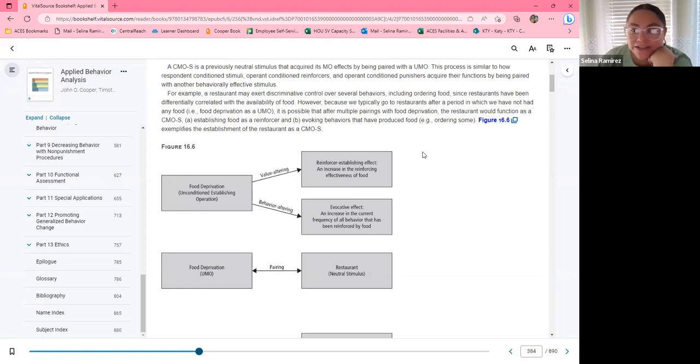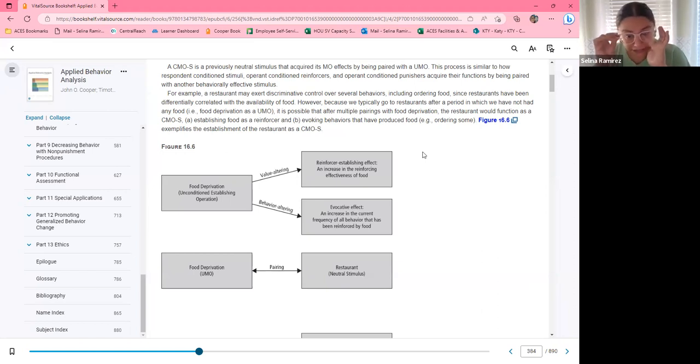Reinforcer establishing effect. So it's an increase in the reinforcing effectiveness of food. Food has become more valuable to me because I am so hungry. I have deprived myself of food, and so now food has increased in value. And then behavior altering is going to increase the current frequency of all behaviors that have been reinforced by food. So all the behaviors that I engage in to try to get access to food are also going to increase. So going to a restaurant, maybe cooking, all of those behaviors at that moment have been increased.